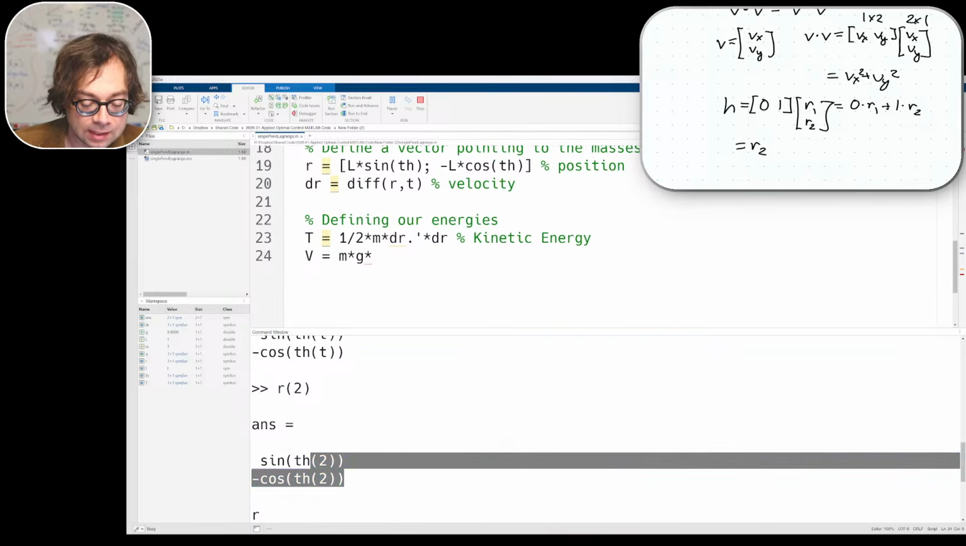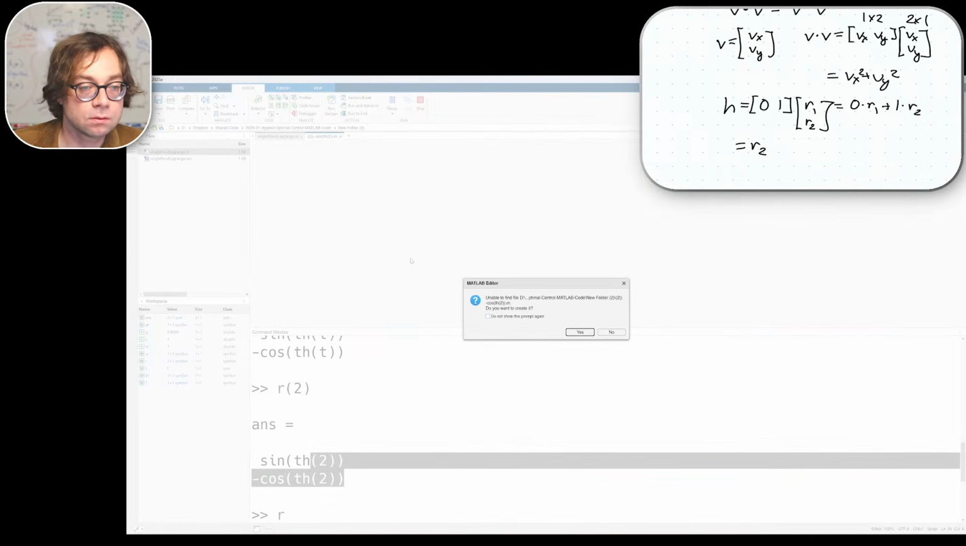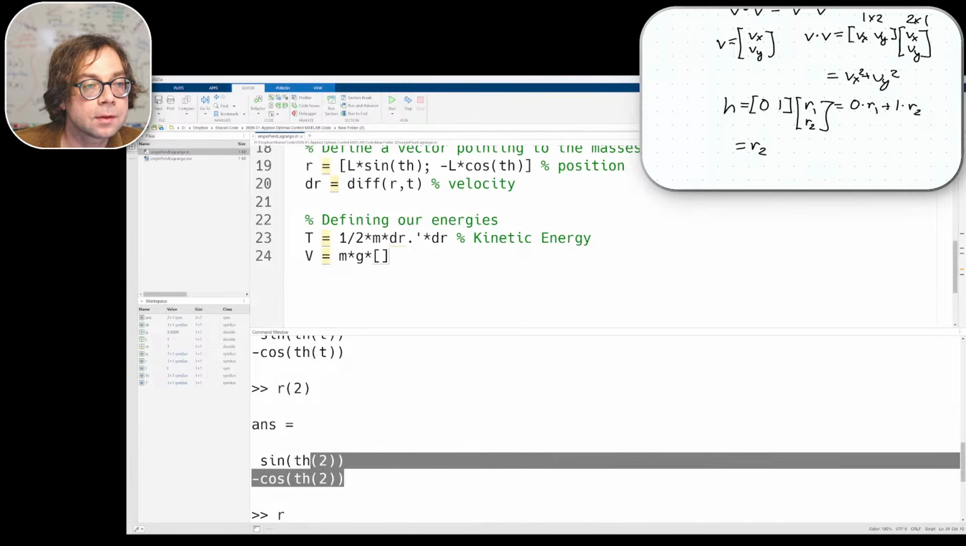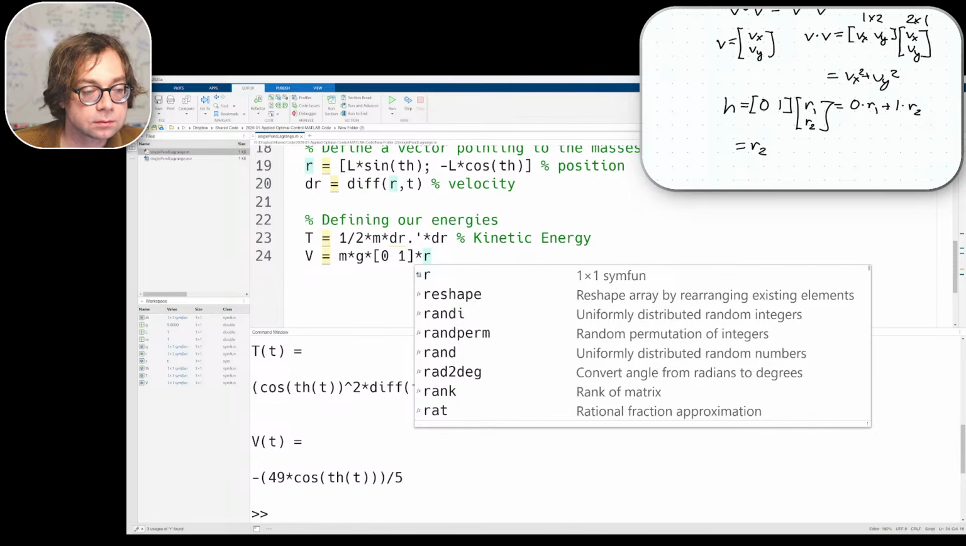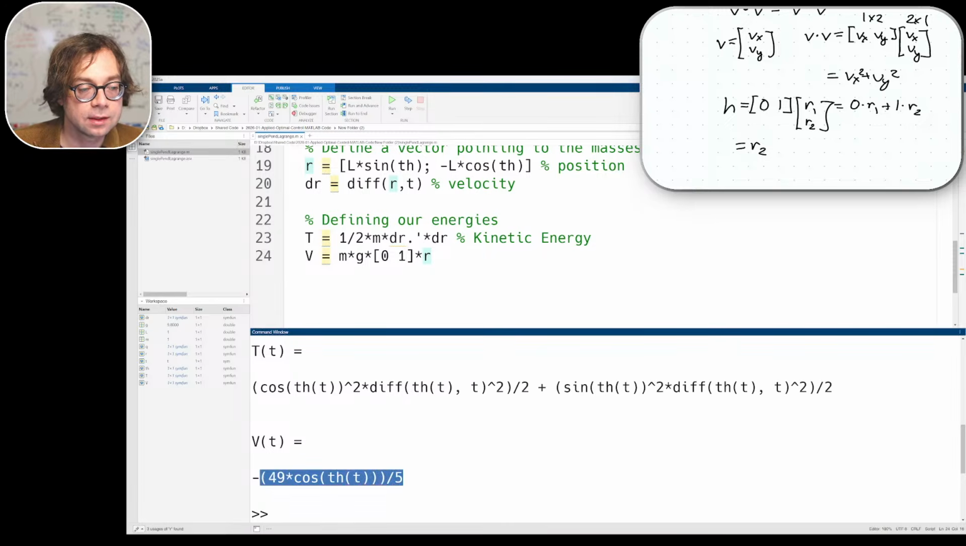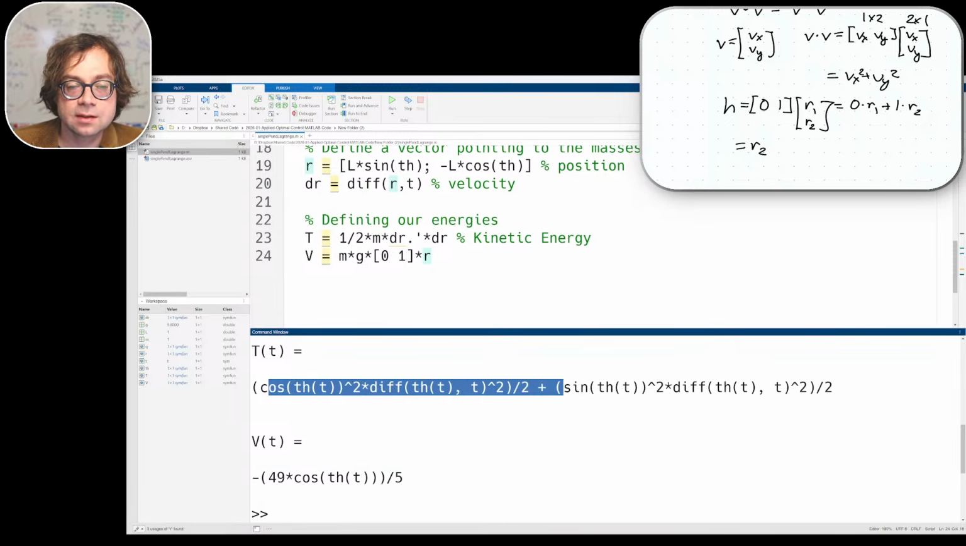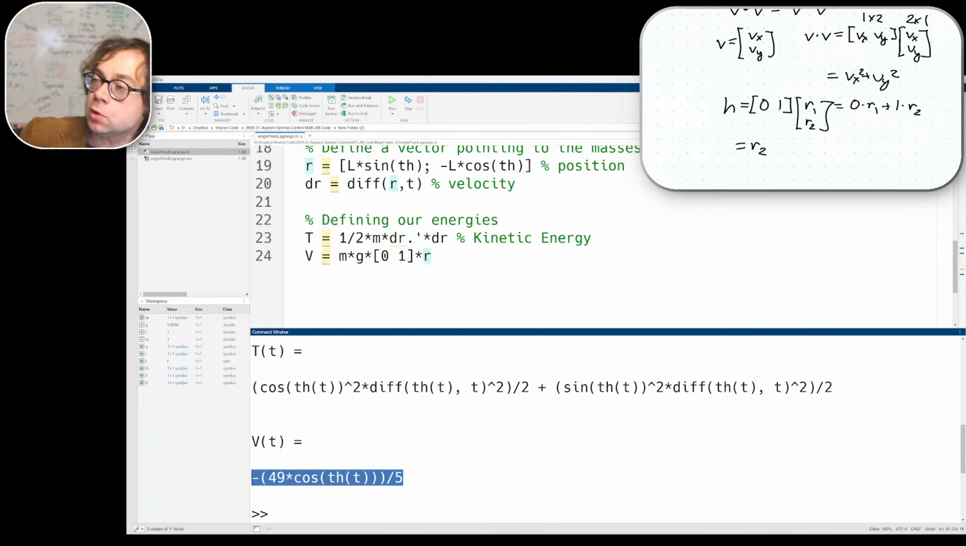So we can say our height is going to be just the row vector 0, 1 times our r vector. And indeed, there we go. There's our T, our kinetic energy, and there's our V. And if we had multiple kinetic and potential energy terms, we would add them all together to get all the energies together. Make sense?